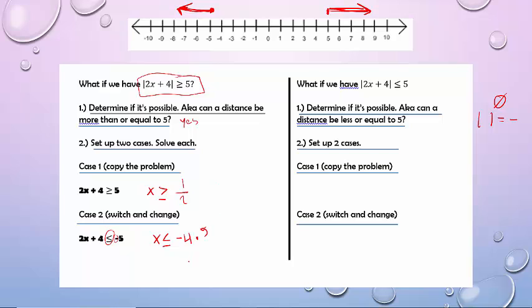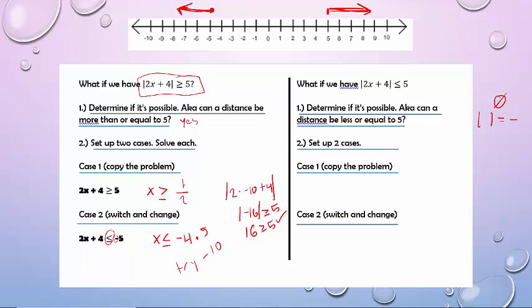So we can actually plug in anything less than -4.5, and that'll make this true. So for example, let's try -10. So my original problem, I would do 2 times -10 plus 4. That would give me -20 plus 4, which is -16. The absolute value, or the distance, of -16 is +16. So this is a true statement.